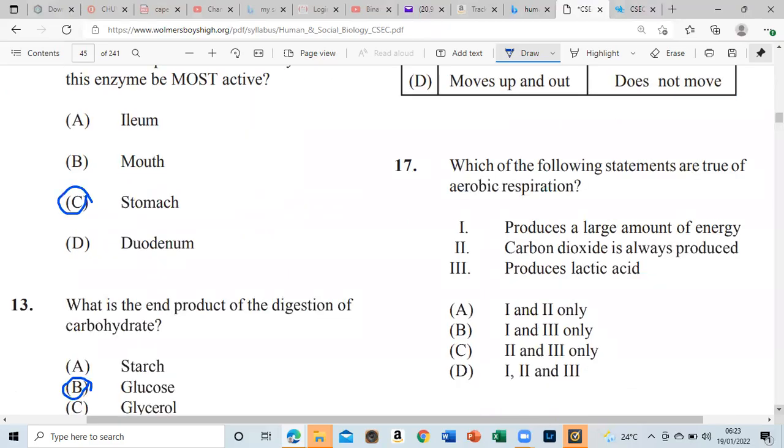Which of the following statements are true of aerobic respiration? 1, it produces a large amount of energy. 2, carbon dioxide is always produced. 3, it produces lactic acid. So number 17 is 1 and 2: it produces a large amount of energy, and carbon dioxide is always produced. So it is A. All right, let's move on to number 18.